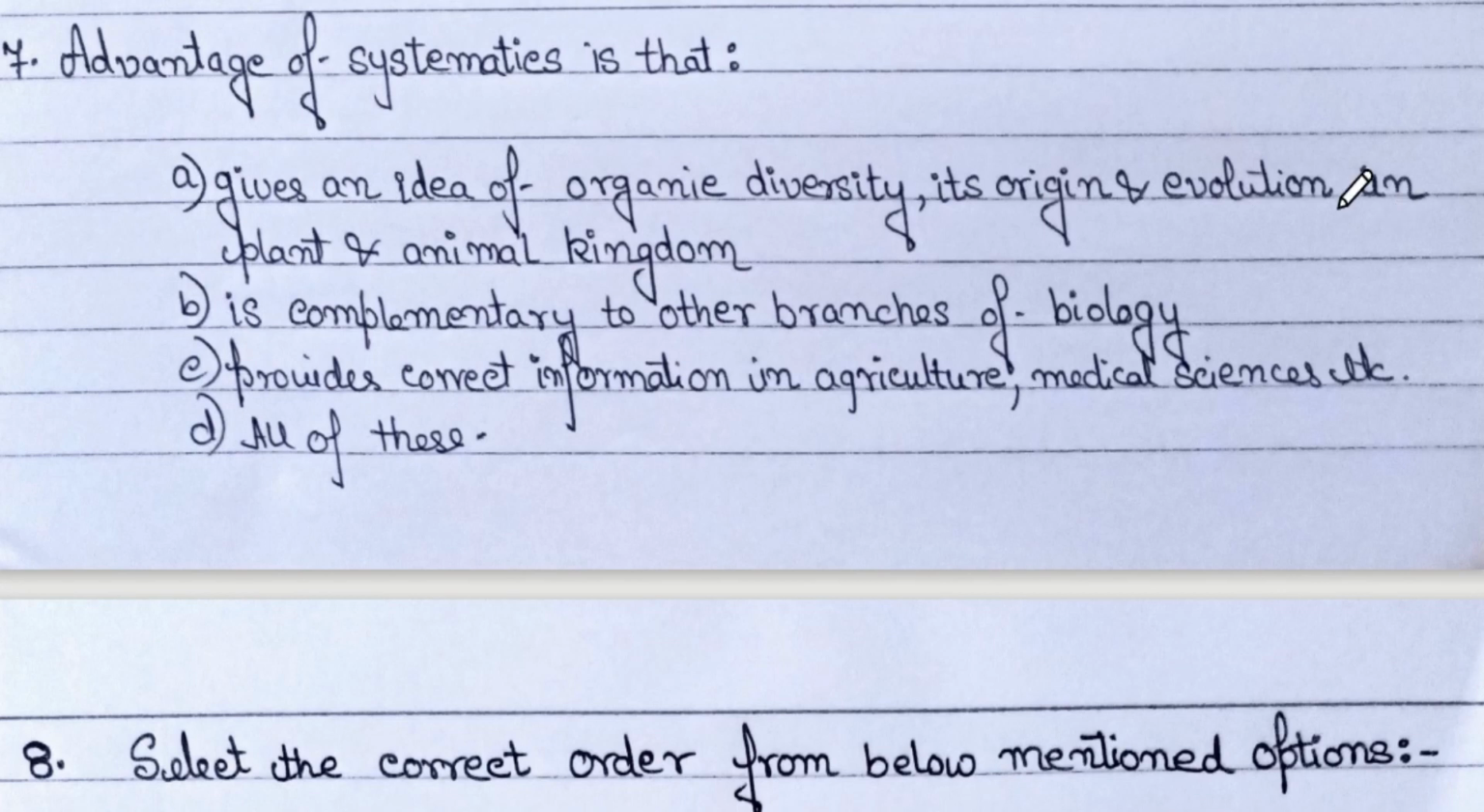Now, what are the advantages of systematics? Option number 1 gives an idea of organic diversity, its origin and evolution in plant and animal kingdom. Correct. It is complementary to other branches of biology. Again correct. Whether we want to study physiology, reproduction, taxonomy, we always need systematics. And provides correct information in agriculture, medical sciences, etc. This is also correct. So, the correct answer is D, all of these.